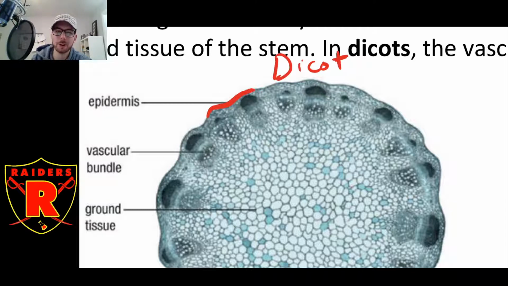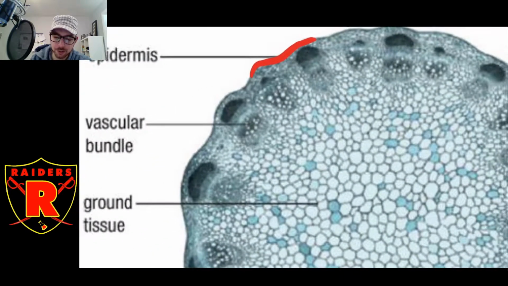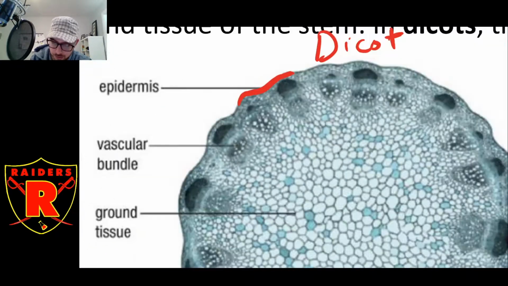That would be where the bark is forming. So the bark would be the epidermal tissue. Then below that, you're going to see the vascular bundles. Let's see if I can highlight it here. This is a vascular bundle right here.